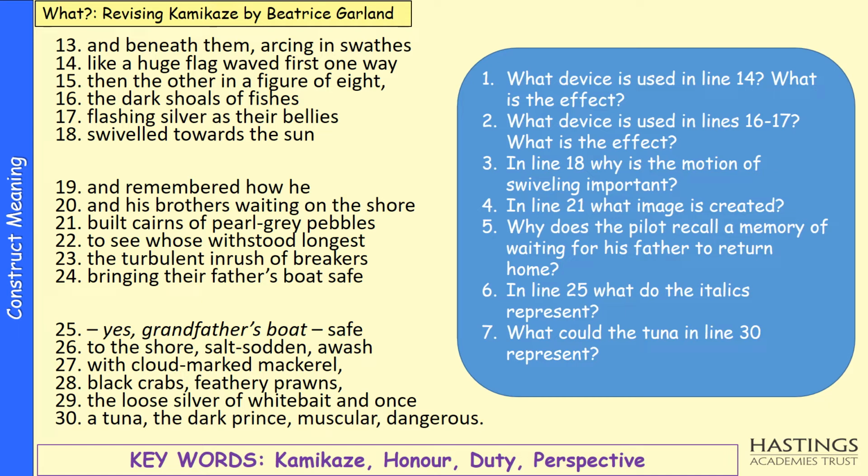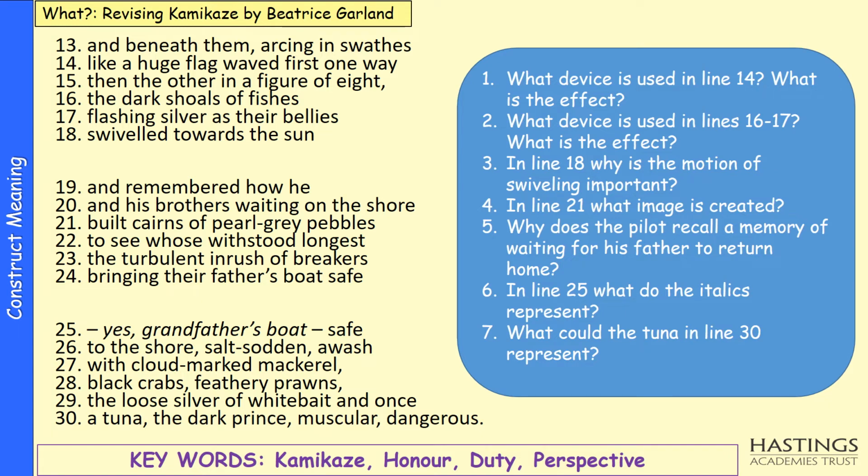Okay, so the first question there says, what device is used in line 14? What is the effect? So looking down, he sees the fish arcing in swathes, so you can imagine there's a huge number of fish that he's looking down on. It looks like one big patch of fish in the sea. So they're waved like a flag. So we've got a simile there, another one. And waving a flag, this could be symbolic of sort of waving the white flag in surrender. It could be him maybe deciding he doesn't want to necessarily carry on with his journey.